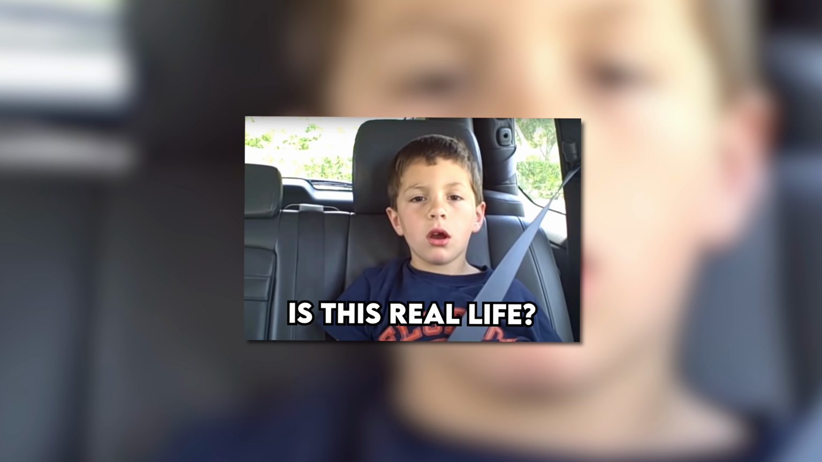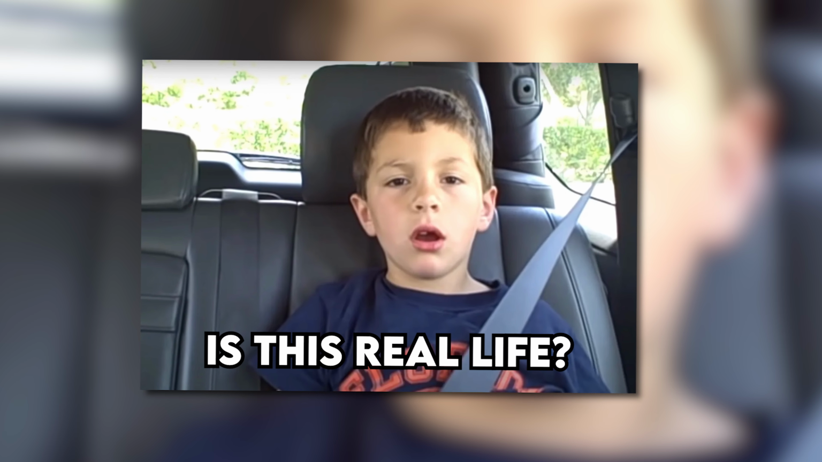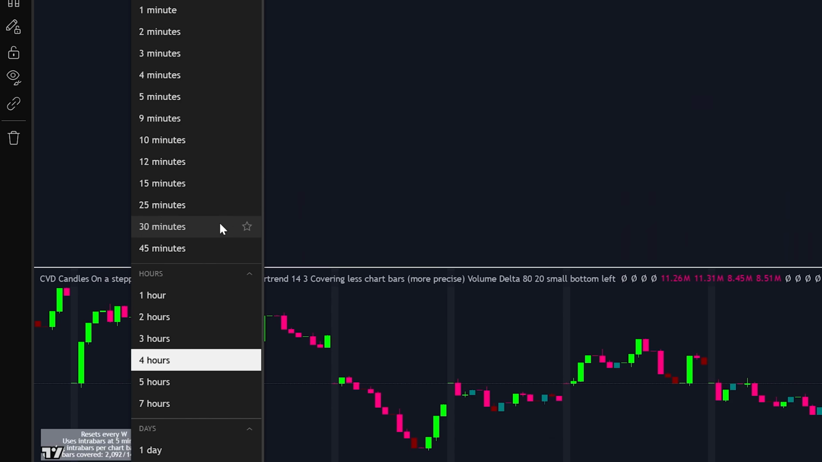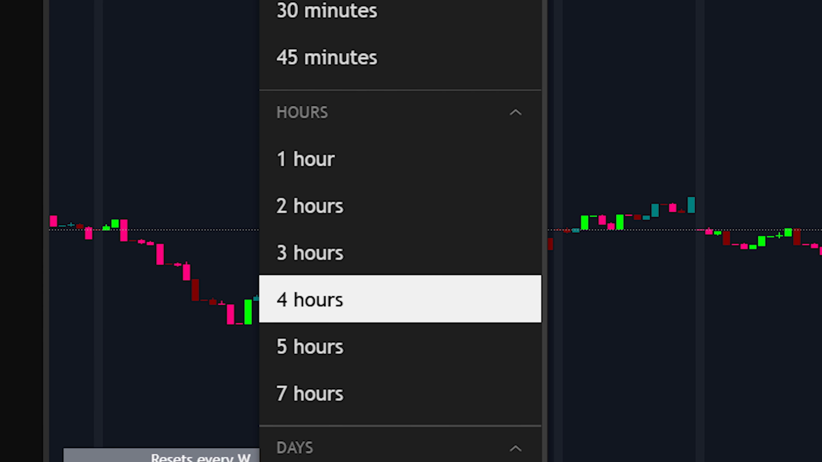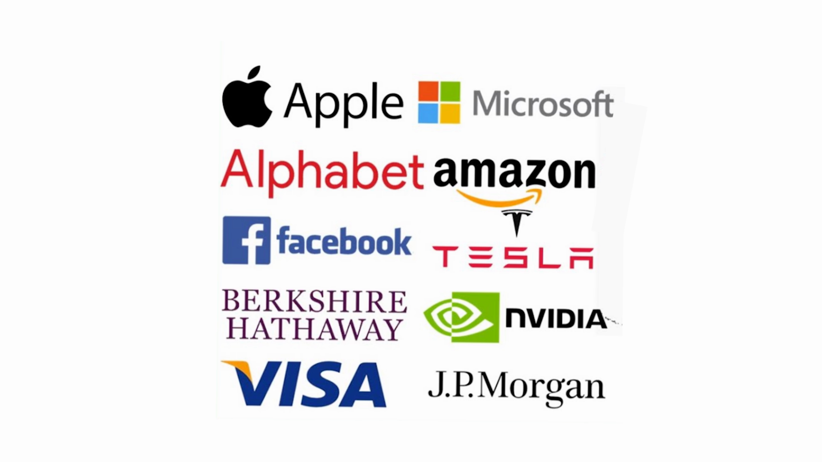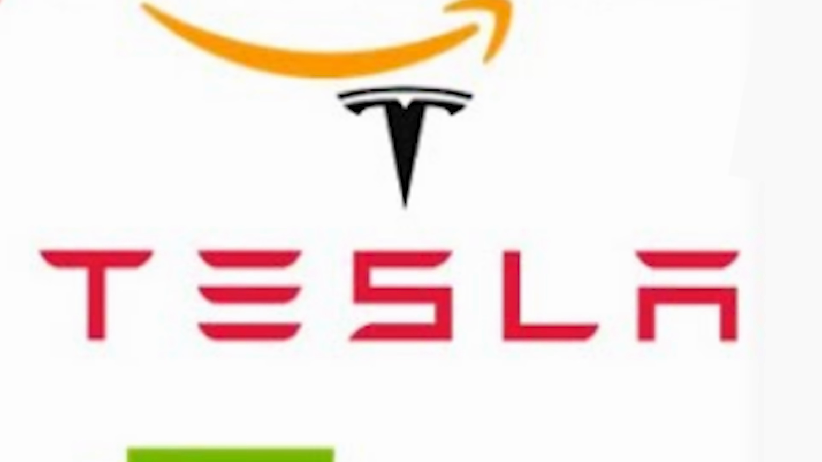And on top of that, it's extremely accurate. Let's put all of this to the test and do a real life example. To do this, we're gonna go on the 4-hour time frame. This strategy will work on all time frames, but I personally like to use it on higher time frames. Next, we'll select a random stock. Let's go with Tesla.